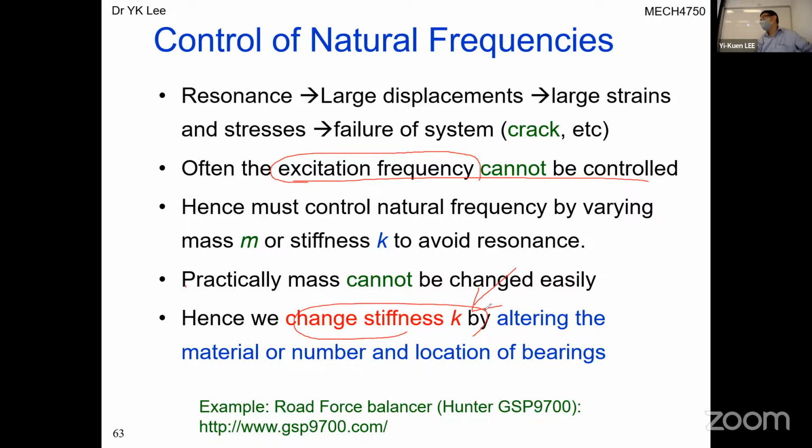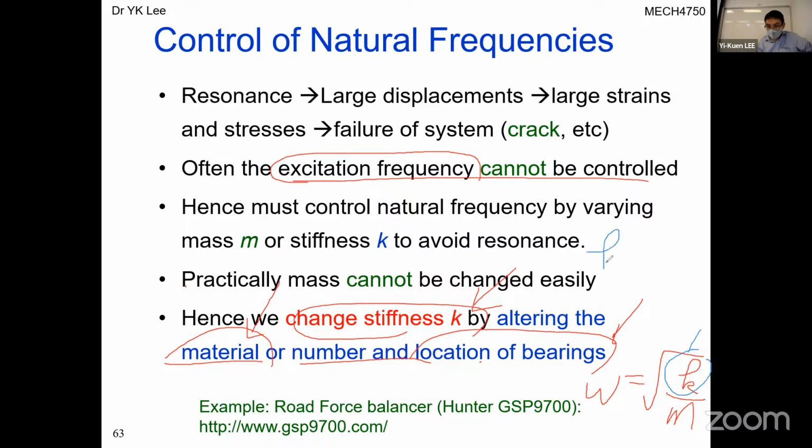There are several methods we have talked about several times, right? Typically, you may change the material, for example, if you buy a 3M viscoelastic material, and also change the number and location of bearings. So this is what we can do to change the stiffness, and thereby the natural frequency. Basically, what we can change in the design is most likely M and K. And K can be related to what?